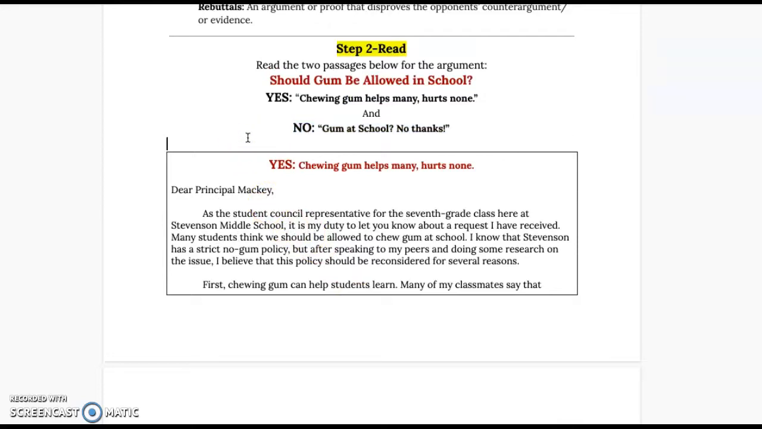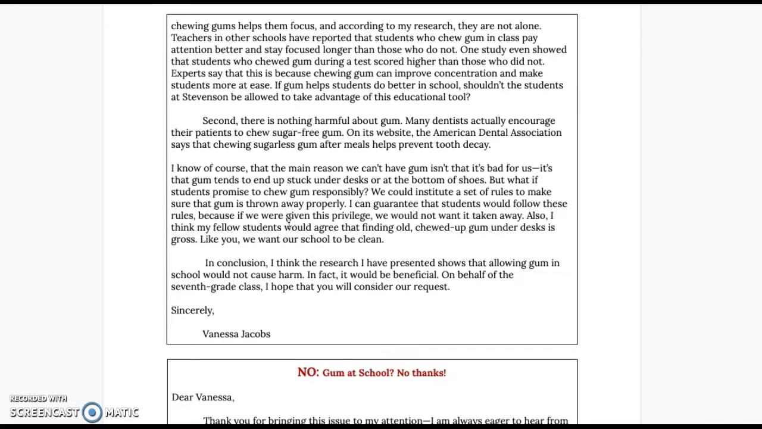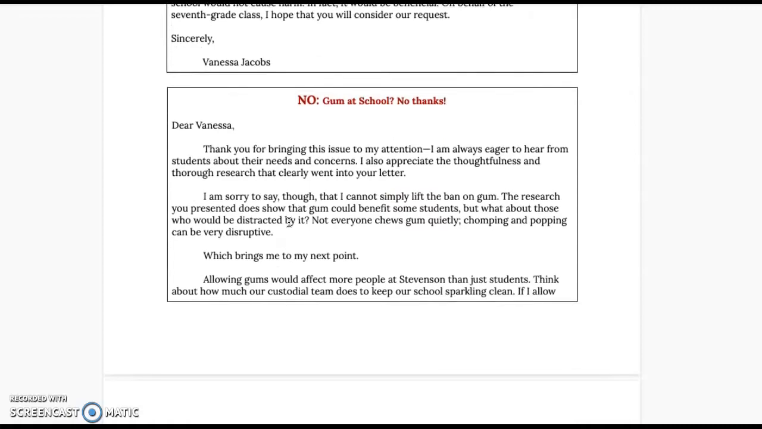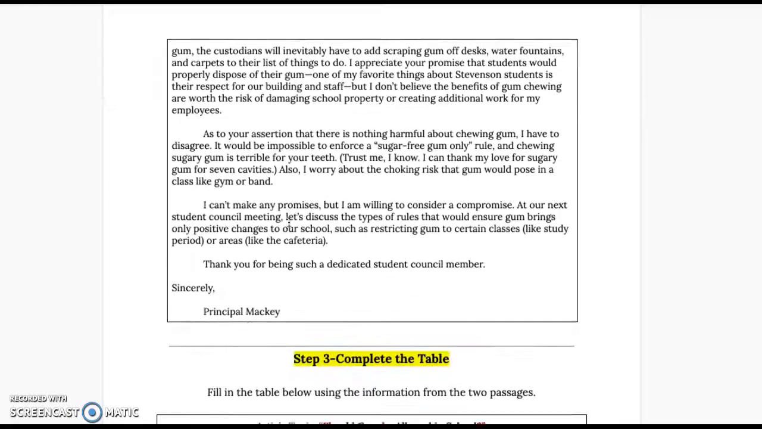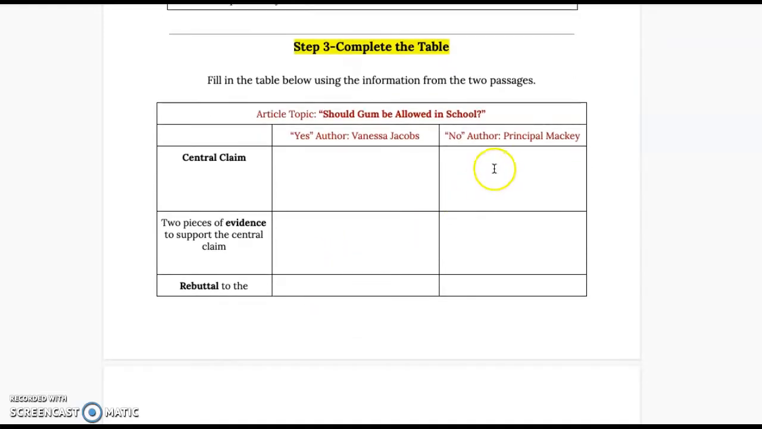Okay, so our two articles, I'm going to have you guys read, think of the evidence for each side, see if you can find the rebuttal, the counter-argument and rebuttal. The claim's pretty easy. It kind of tells us the claim right in our topics here. So in our table, you're going to fill in yes side of the letter from Vanessa, going down this column. Okay, again, her claim, what she's trying to convince the principal of, two pieces of evidence for her side and the counter argument and rebuttal, and then you're going to do the no side, Principal McKay's response.